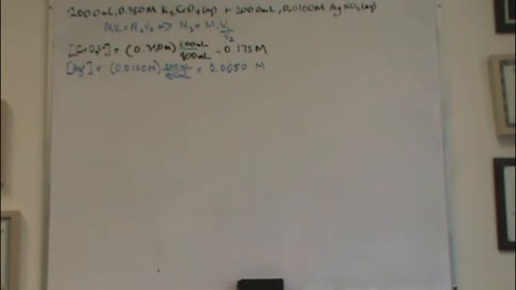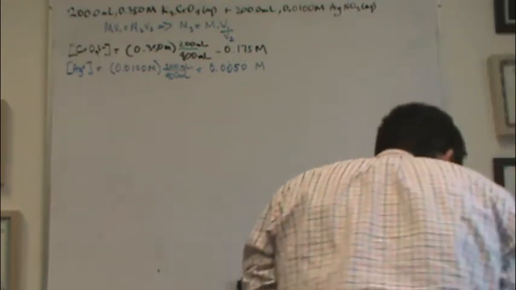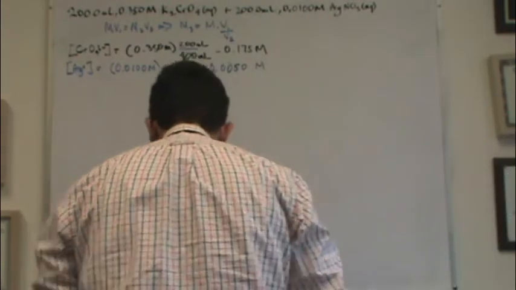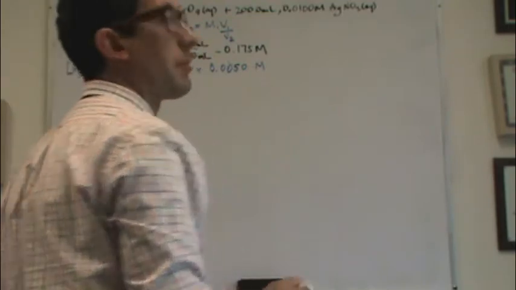Let me get some different pens out. So those are the initial concentrations. Let me label them a little bit better too, just so we remember. I'm going to put a little 0 on the bottom of both of those just to remind me they are initial concentrations. Okay, now what do I want to do?